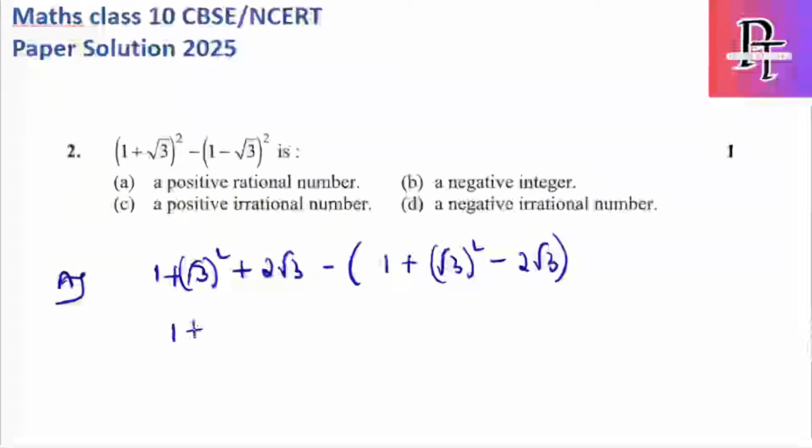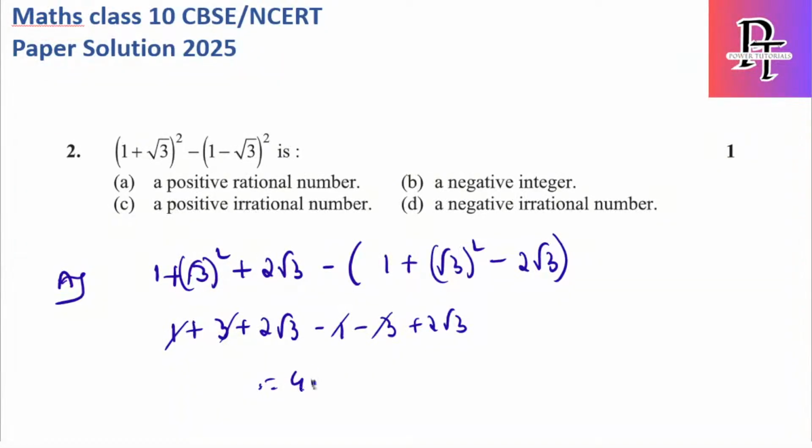Here I will get 1 plus 3 plus 2 root 3 minus 1 minus 3 plus 2 root 3. Here 1, 3, minus 1, minus 3 get cancelled. So the final answer I'm getting is 4 root 3. So 4 root 3 is irrational. They are asking for positive irrational, why? Because you're getting a positive sign.